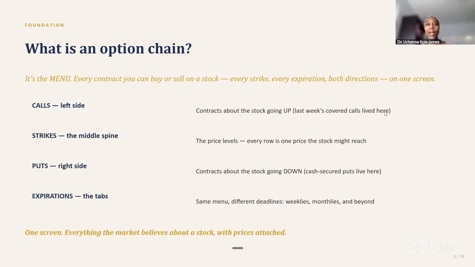And what is the middle spine? Those are your strike prices. Those are the price levels. Every row is one price that the stock may or may not reach. And of course, you have the expiration. Same menu, different deadlines: weeklies, monthlies, some of them are even dailies and beyond. Everything the market believes about a stock, with the prices attached.